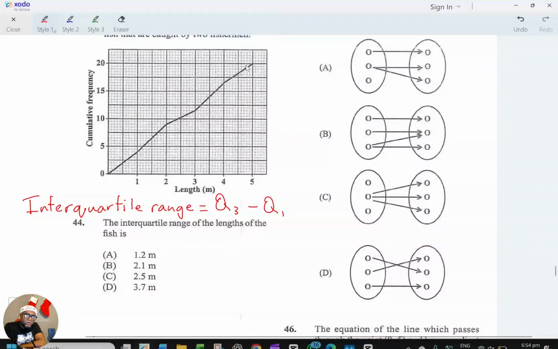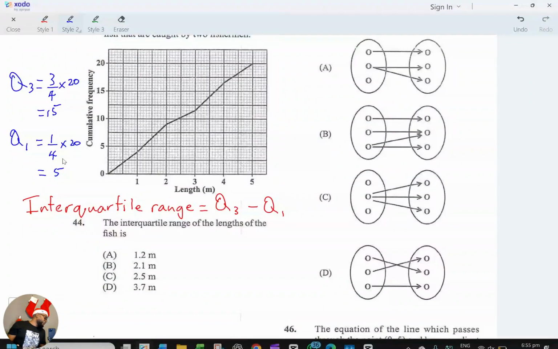Now, if you have 20 fish in all, 3/4 of 20, when we line it up on the axis, we'll find the length that would be the upper quartile. So 3/4 of 20 would actually be, I'll put the working here, Q3 would be this position, 3/4 multiplied by 20, which will be 15. So we're going across here with 15. Let me put Q1 as well. Q1 would be 1/4 of 20, which would be 5. So we're looking for the 5th fish and the 15th fish to find out what Q1 and Q3 would be.